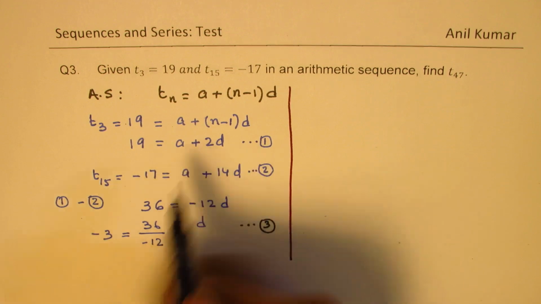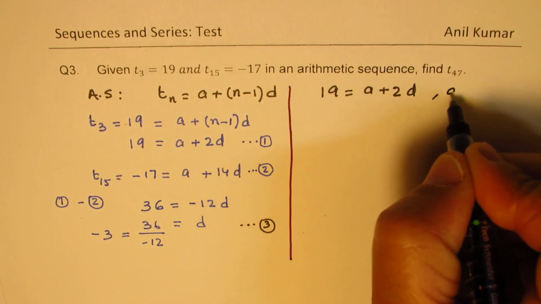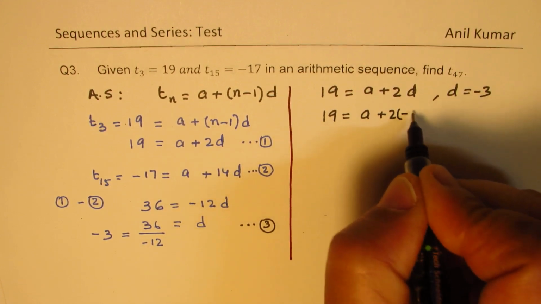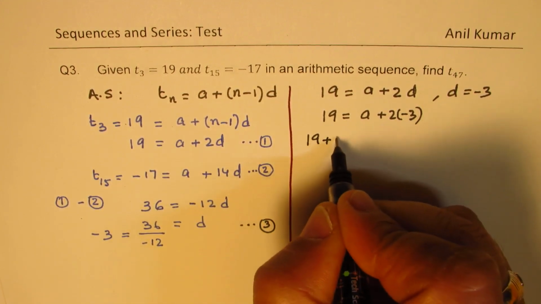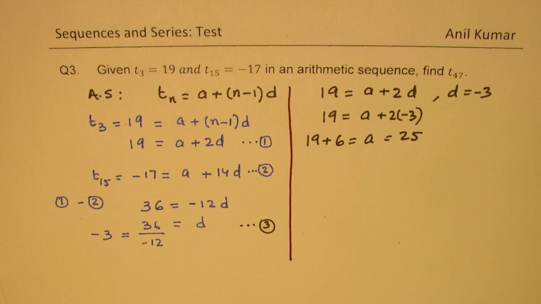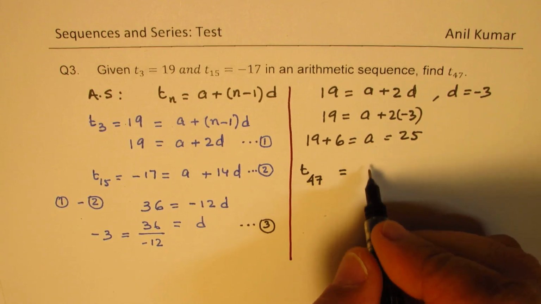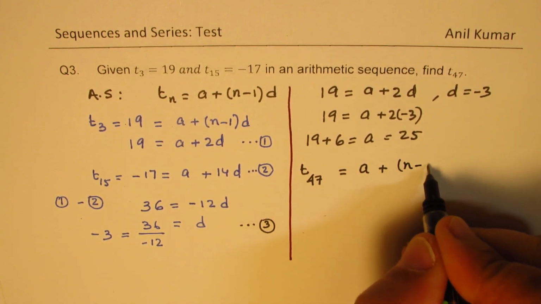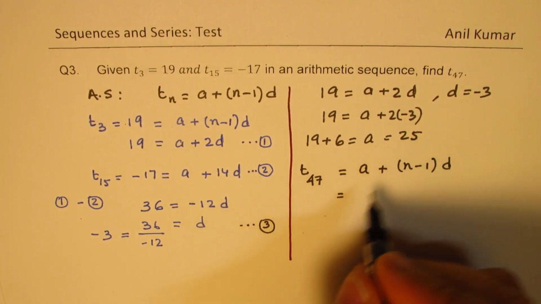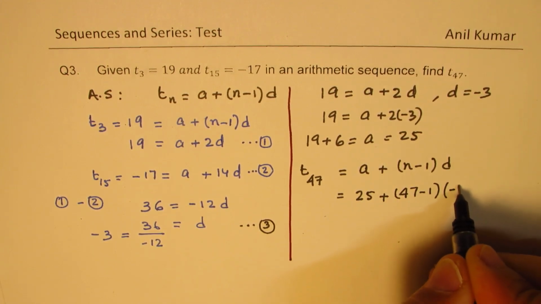So we could use equation 1. We have 19 equals a plus 2 times d, and we know d is equal to minus 3. Substituting, we get 19 equals a plus 2 times minus 3, or 19 plus 6 is a, which is 25. So we get a is 25. Now we need to find what T47 is. So T47 will be equal to a plus n minus 1 times d. Since n is 47 and we know a is 25, we can write this as 25 plus 47 minus 1, and d is minus 3 for us, correct?